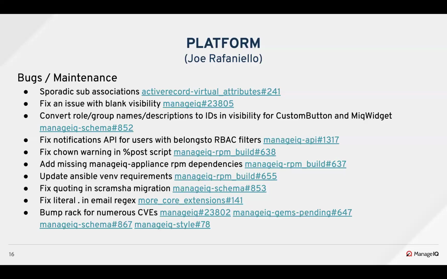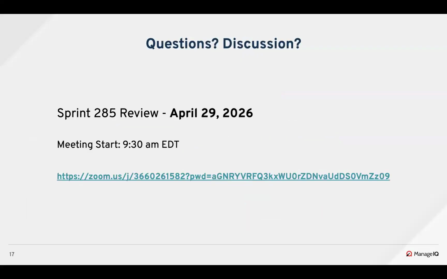Jason fixed the literal dot in the email regex in more core extensions. And he also bumped rack for numerous CVEs in core and many other repositories. Next slide, and back to Jason.